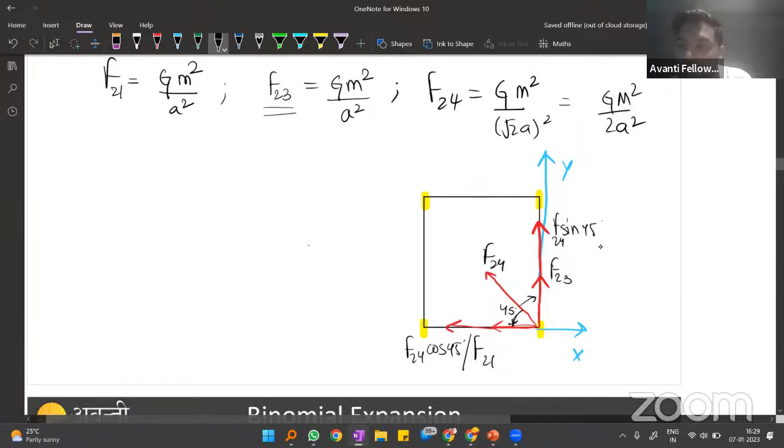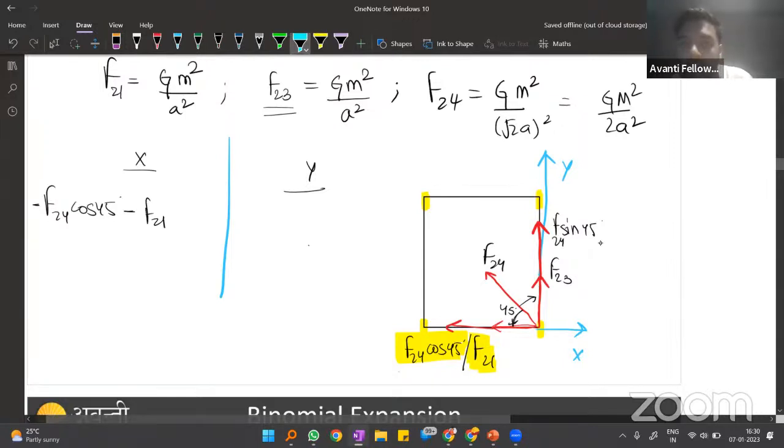F24 sine 45, right? Now, in the x-axis and y-axis, these are some standard steps which you have to follow. In the x-axis, who is there? In the x-axis, there is this guy, F24 cos 45. And since it is pointing in the negative x direction, I apply a negative sign. Now, also in the x direction, there is F21, right? F21 is in the negative x direction, that's why again negative.